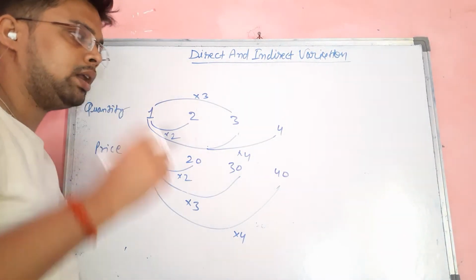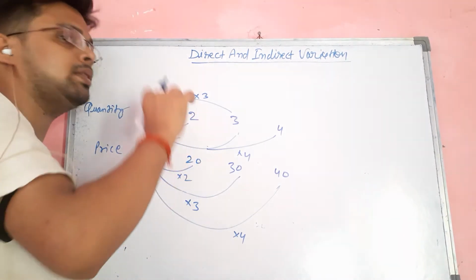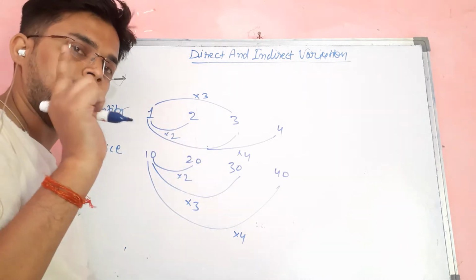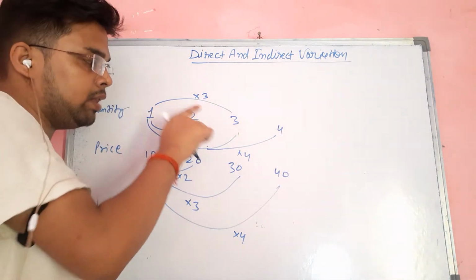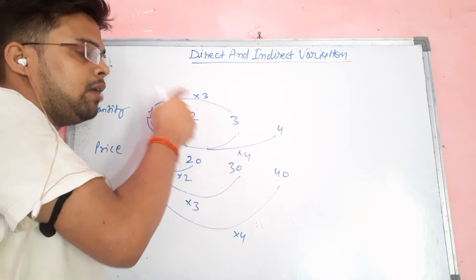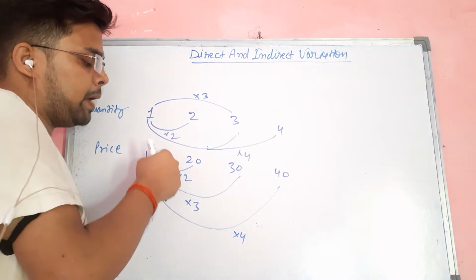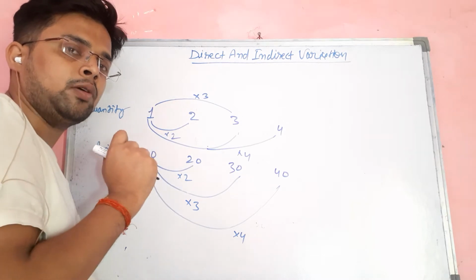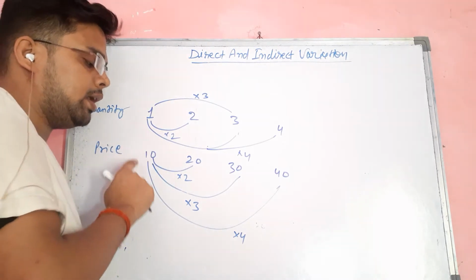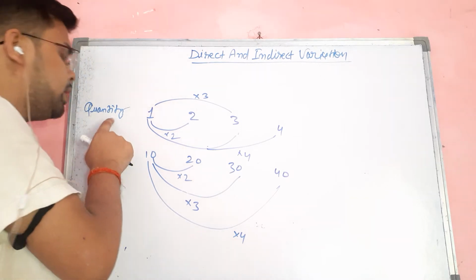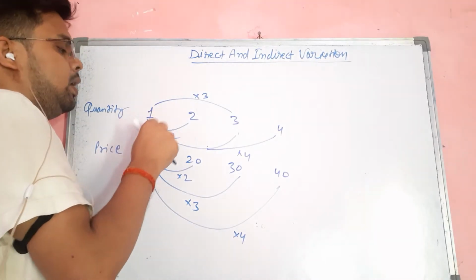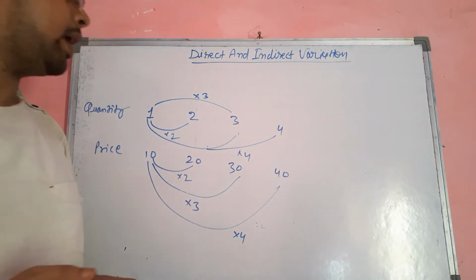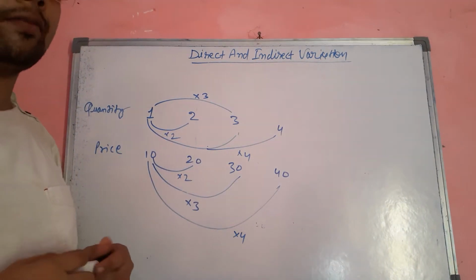Here you can see that as you increase the quantity by a certain factor, the price of pen will also increase by the same factor. So this is the correlation between the quantity and price. I have taken an example of pen, and this is a good example of direct variation, children.